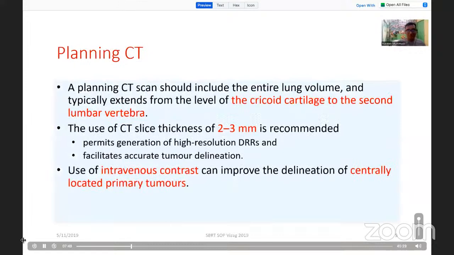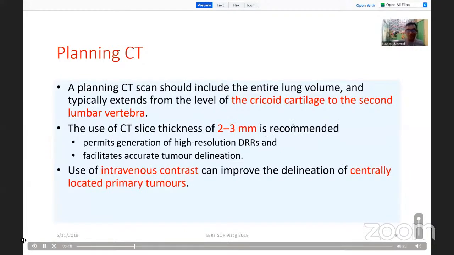So once you have done your immobilization, the CT scan that you will do, this is what we do at our institution, and this is pretty much standard. You could have a slice thickness of between 2 to 3 millimeters if you're doing an SBRT treatment. But for patients who are for conventional fractionation, then possibly you could do even a 5 millimeter CT cut.